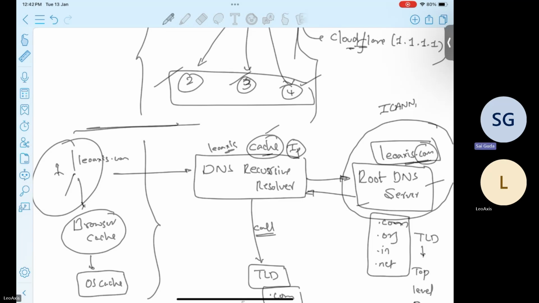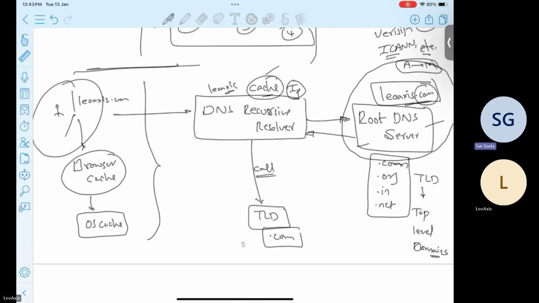These are maintained by companies like VeriSign or ICANN, etc. Globally, we have the 13 DNS root servers labeled from A to M. They are distributed globally and maintained by these organizations. Whenever the recursive resolver needs to resolve the IP address details, it contacts these DNS servers.